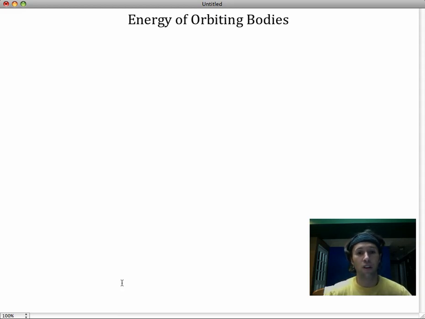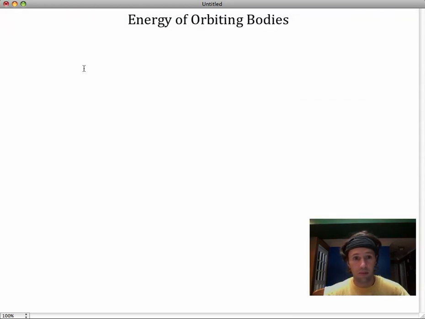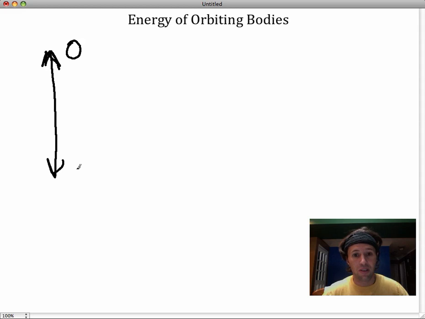The potential energy. First thing you have to understand is that potential energy, this is kind of strange. In actuality, the highest the potential energy of an orbiting body can be is 0. And most everything has a negative potential energy.